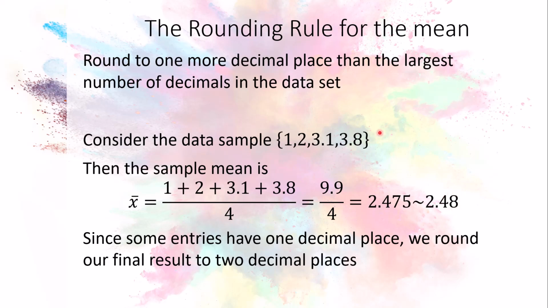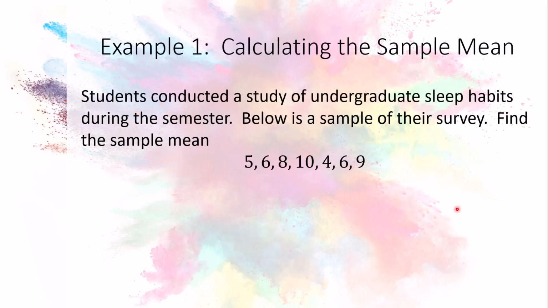So sometimes in your homework you will have to follow this rule. Other times they will tell you exactly how many decimal places they want you to round. However, if they do not tell you that, you need to follow this rule, which basically means add another decimal place. Now it is time for some examples.